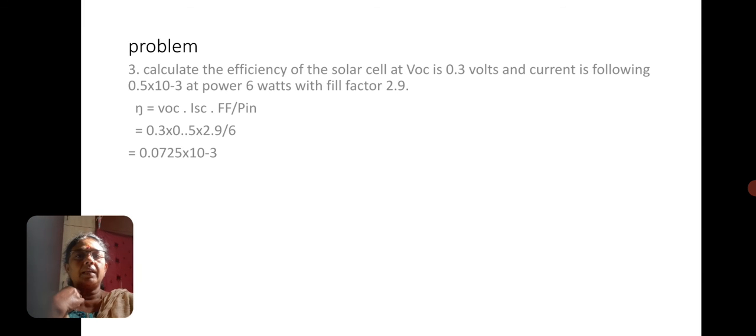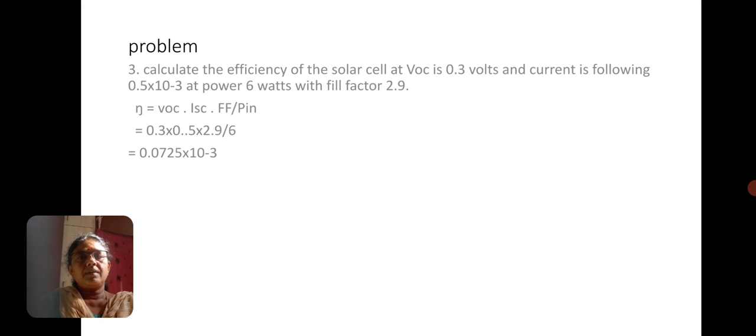Then efficiency is equal to, if you substitute the values, 0.3 into 0.5 into 2.9 into 10 to the power of minus 3 divided by 6, then you will get the efficiency as 0.0725 into 10 to the power of minus 3. Based on the solar cell, it is very easy to calculate the problems.